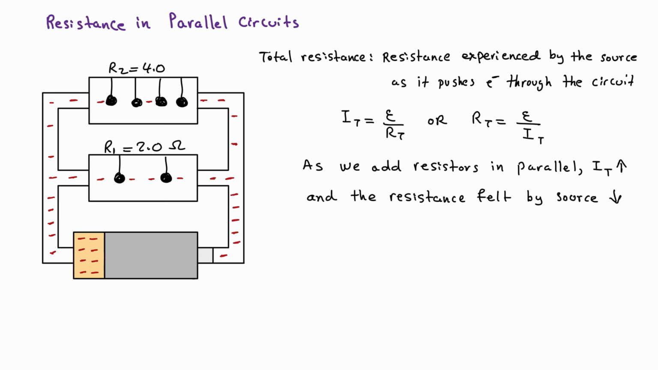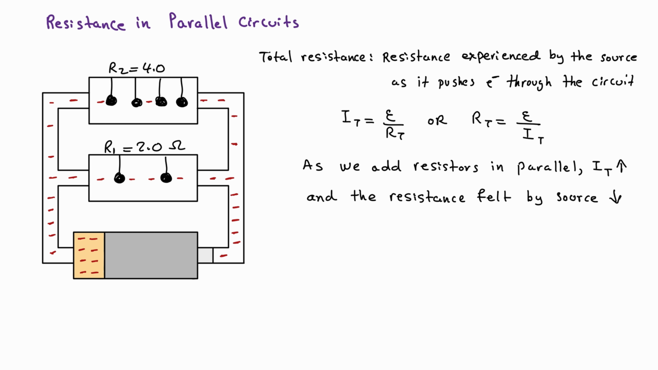As we mentioned in the past, the total resistance is the resistance experienced by a source as it pushes the electrons throughout the circuit. It can be calculated in different ways, but one way is the total EMF divided by the total current going through the battery. Now, as we said in the last slide, as we add more resistors into the circuit, the total current increases. It means that I need to power up more components, and that would mean that I need to have more current going through the battery. And the resistance felt by the source is actually going to decrease.